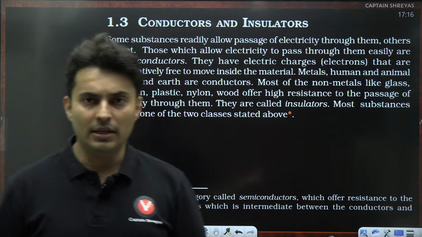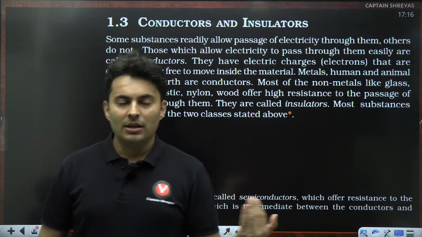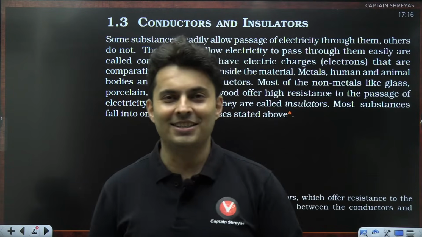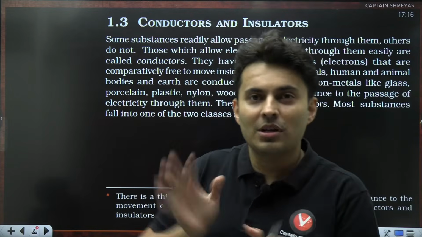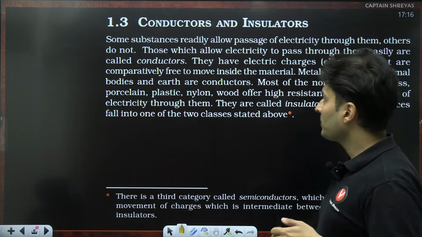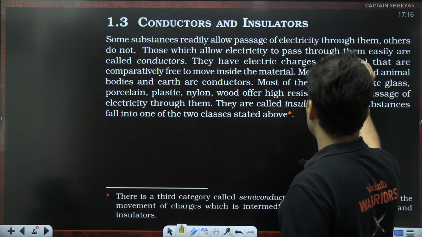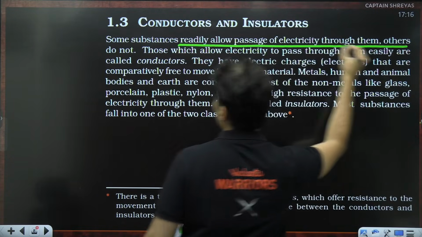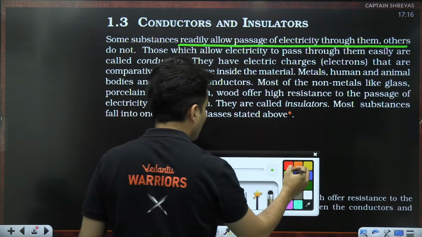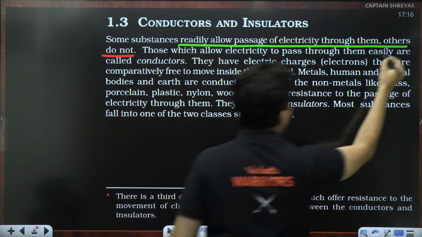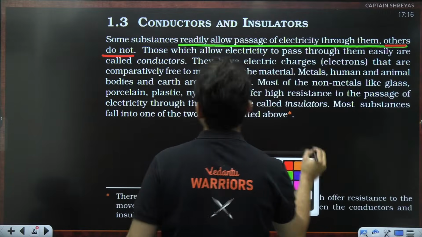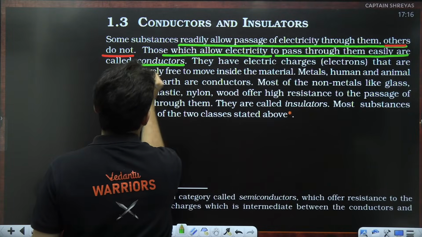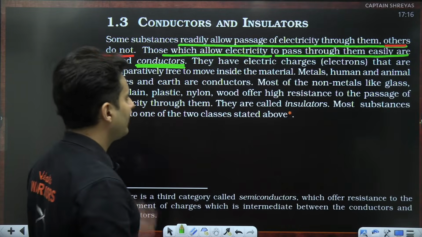Now, there are basically two major types of objects, conductors and insulators, classified depending on their electrical behavior. Conductors are the ones that conduct electricity. Insulate means you separate out, that means they do not conduct electricity. Some substances readily allow passage of electricity through them. Others do not. Those which allow electricity to pass through them easily are called conductors.